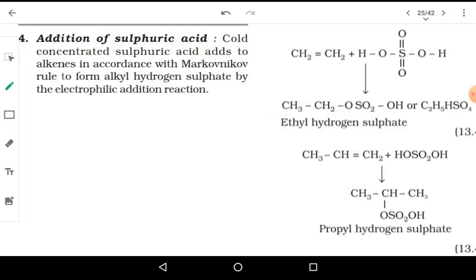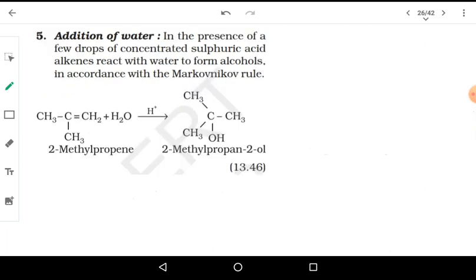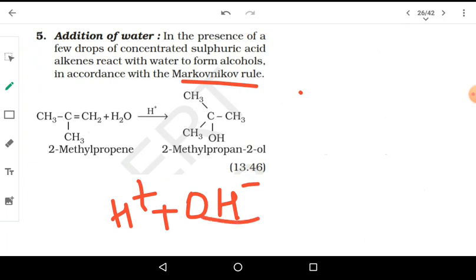We have other examples of this as well. One is the addition of sulfuric acid, and we can add sulfuric acid in the same manner. We are taking H plus and HSO4 minus. This HSO4 minus adds to the alkene again by Markovnikov's addition. Addition of water is also in accordance with Markovnikov's rule, where we have H plus and OH minus. So this OH minus will go to the side which has less hydrogen.